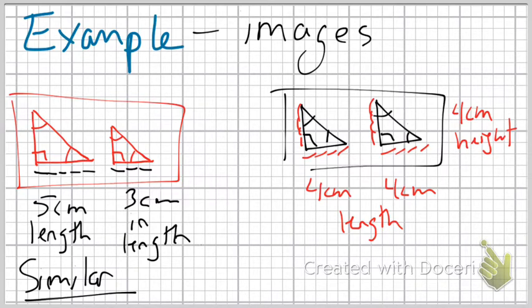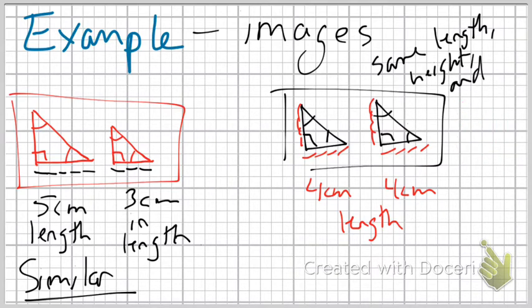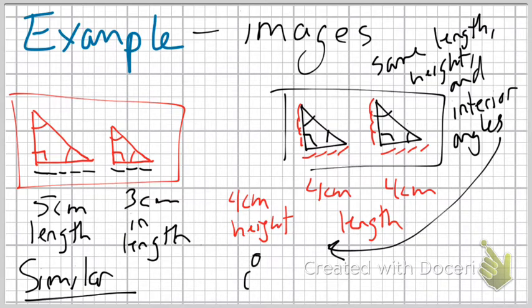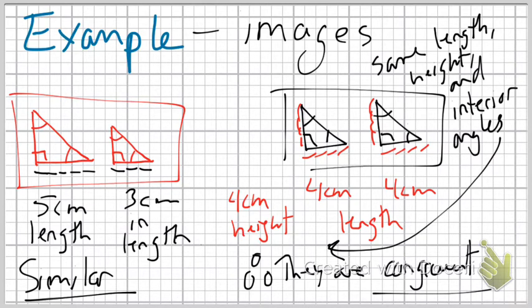So I'll write it up here: same length, height, and interior angles. Actually, what I'm going to do is copy it and move it over, because I can. Done. Therefore, we can say they are congruent. I apologize if this is cut off, but I'll write it on top. Similar, congruent.